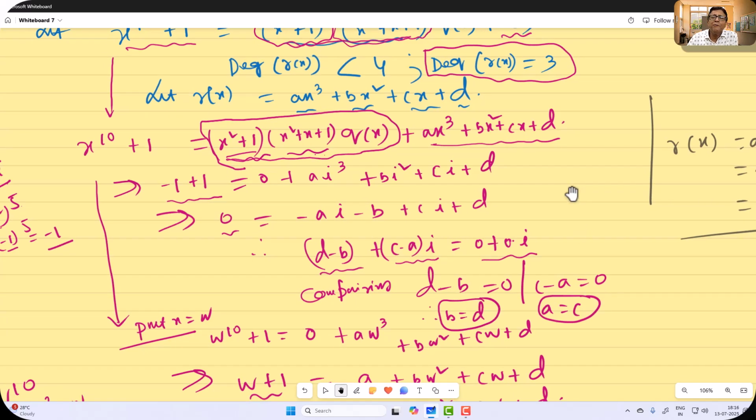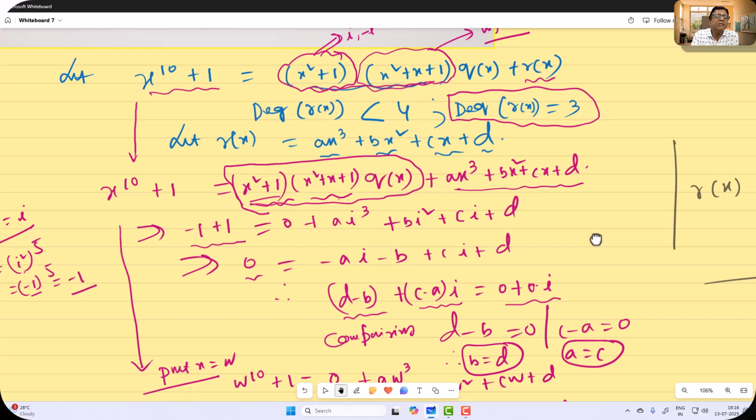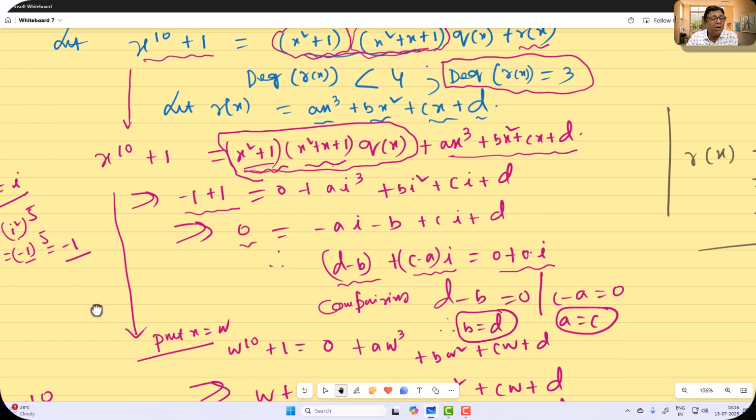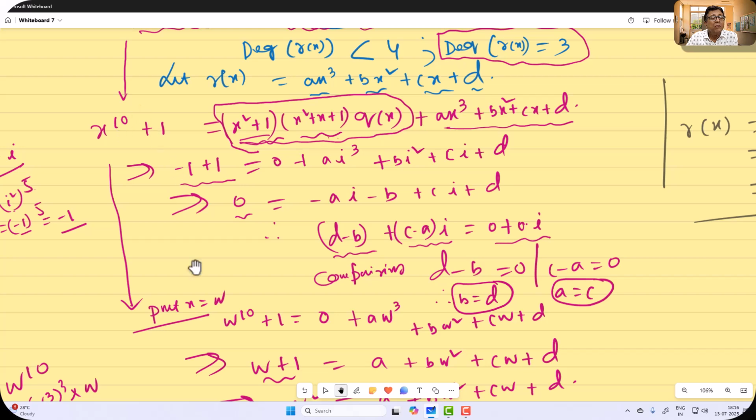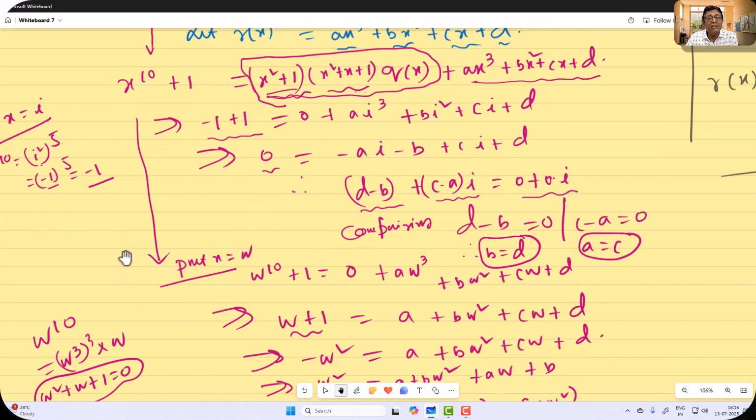Now minus i, if you put, there will be no change, because minus i to the power 10 will give you this thing. So I did not take the trouble of putting minus i. I am putting omega over there. For x equal to omega, it's coming omega to the power 10 plus 1. This part is 0, I told you, because x minus omega is a factor of this, isn't it? That into q(x) plus a omega cube plus b omega square plus c omega plus d.